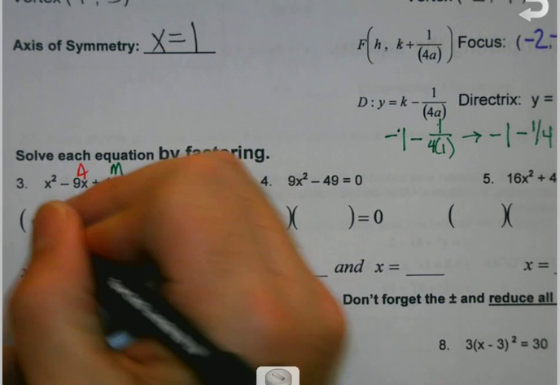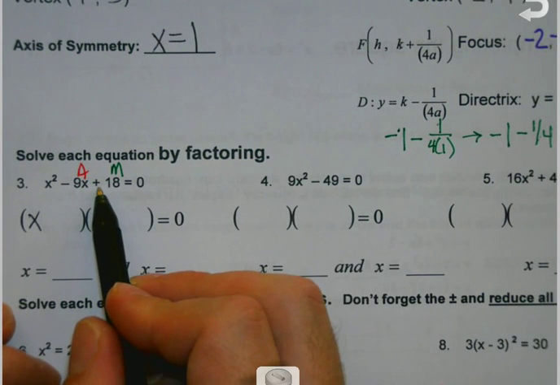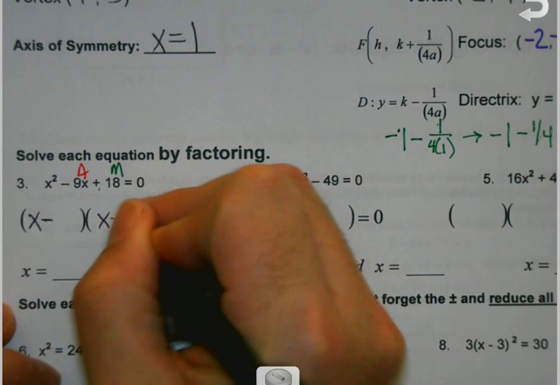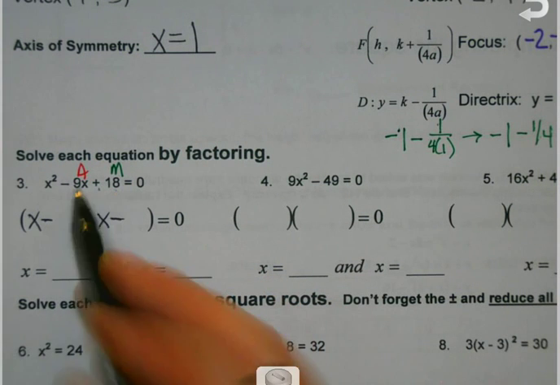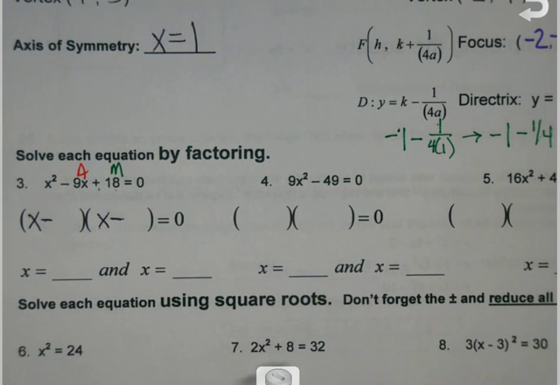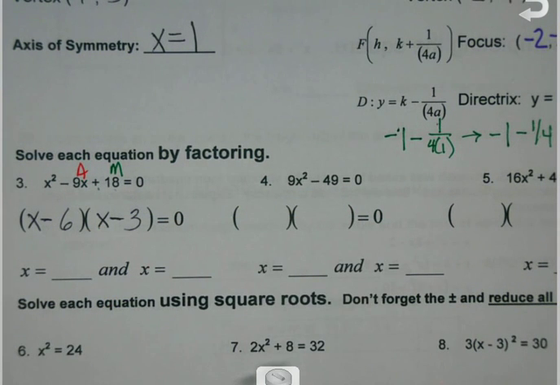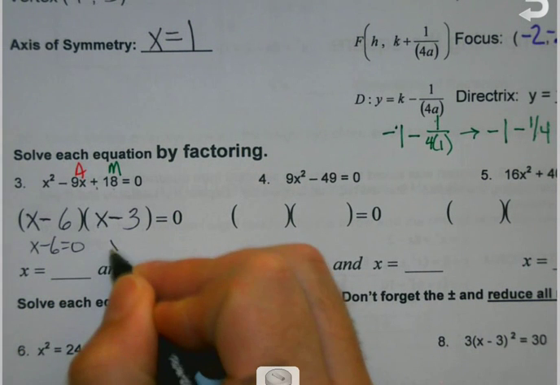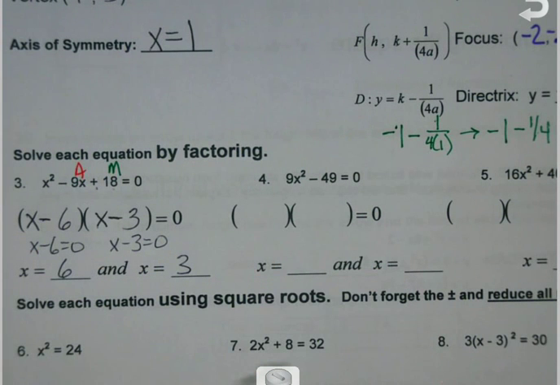So, multiplies to get a positive. Tells me you're going to be both positive or both negative, but the add number's negative, so I know this. So what's that tell me? It tells me I need two numbers that multiply to 18 that add up to 9. What would those be? 6 and 3. And again, to get the x equals part, I got to set these equal to 0 and get my solutions.